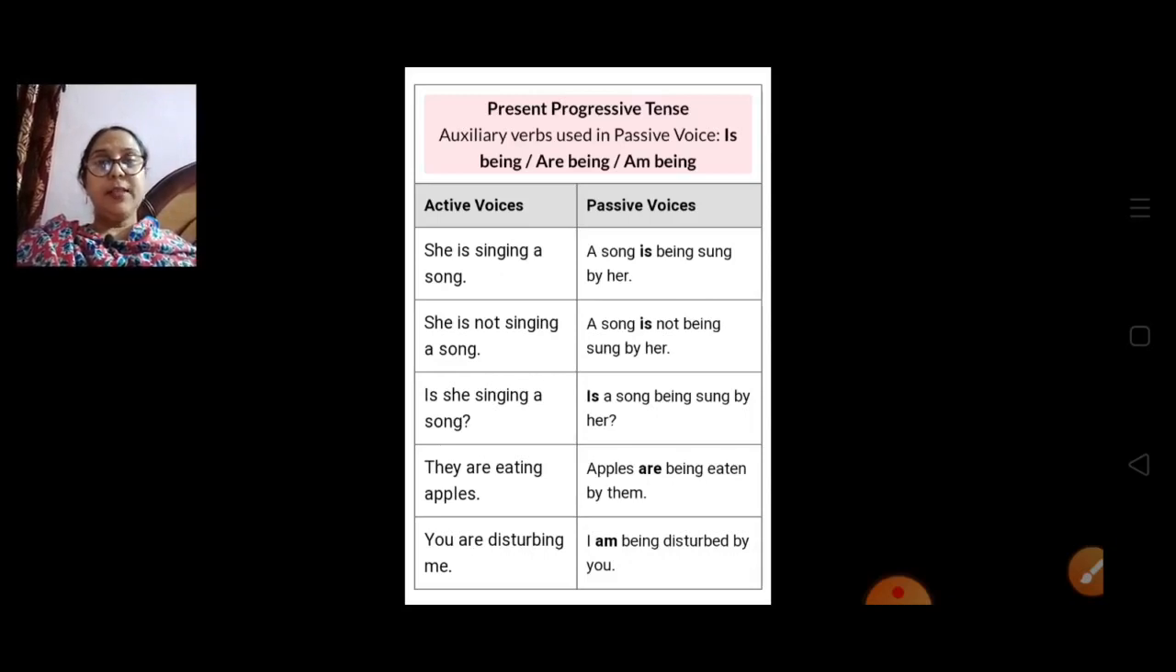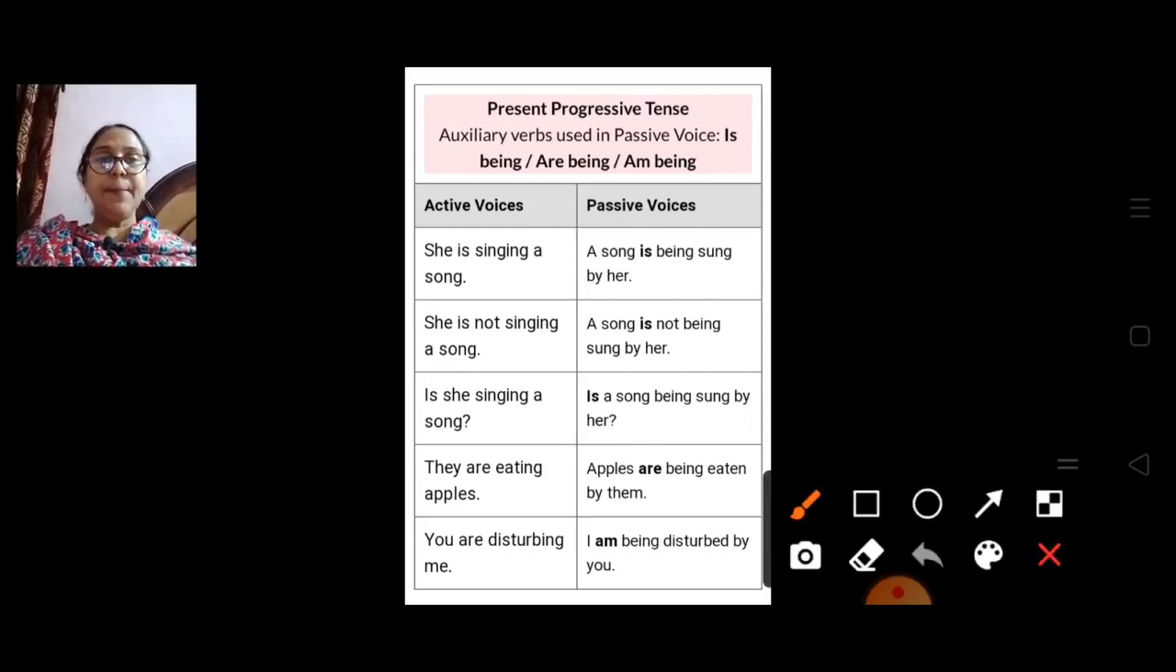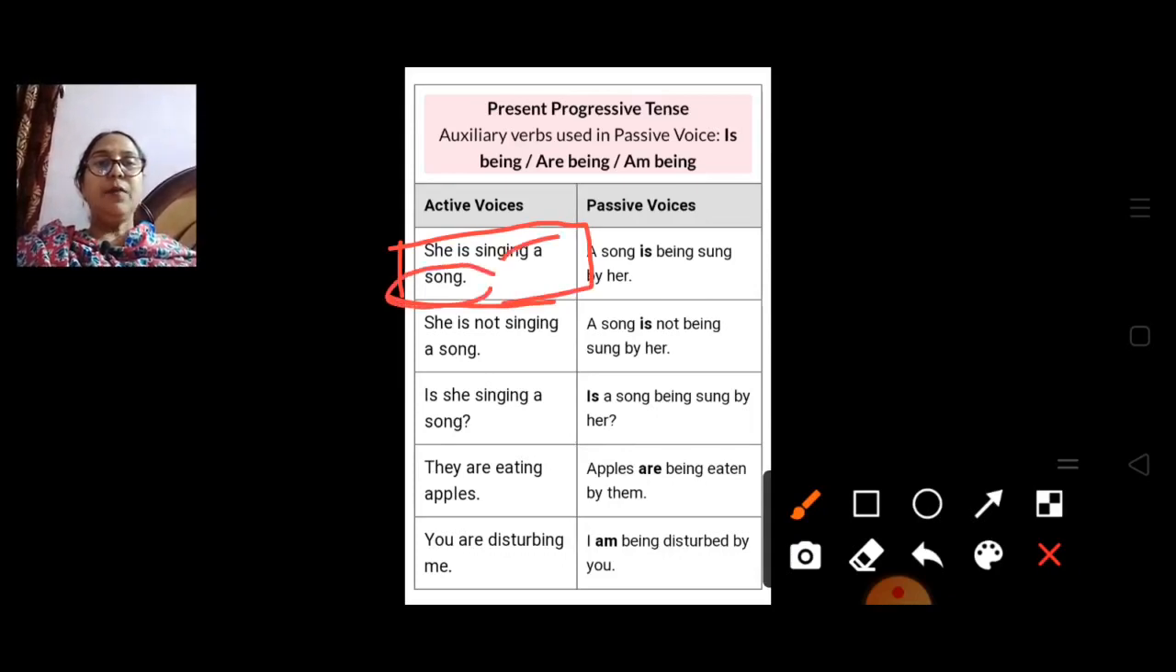In active voice, if it is written, she is singing a song. Now here you can see this is present continuous tense. She is singing a song. Now a song will become the subject whenever we are making active to passive voice. A song is being sung, is being, because song is a singular object. That is why is being sung; she becomes her.